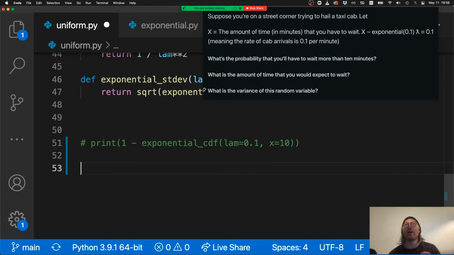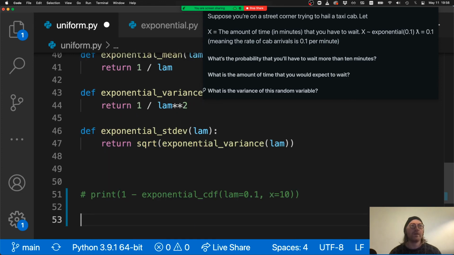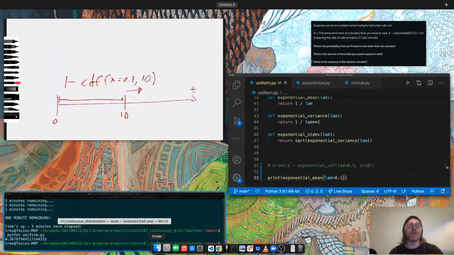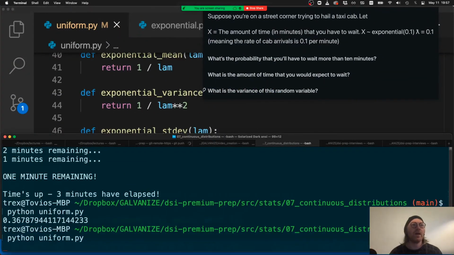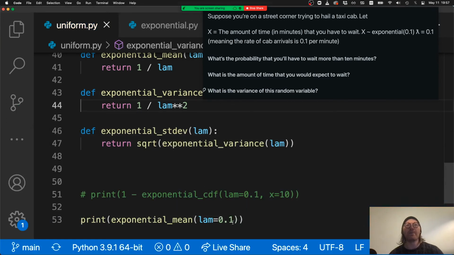The next question, what is the amount of time you would wait to expect? Well, we've got the mean. That is our expectation. We can just grab this and set lambda to 0.1. So we would expect to wait, and I don't think this should be too surprising, we should expect to wait 10 minutes. 0.1 cabs per minute. Our expectation would be 10 minutes.